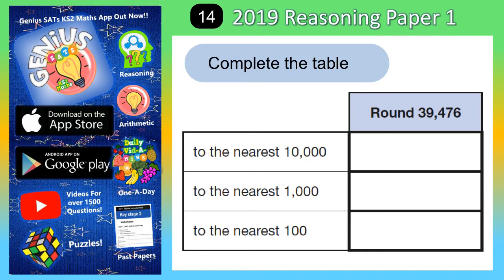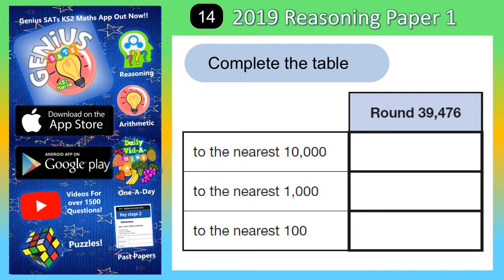Welcome SATs Geniuses to question number 14. And this one's testing your rounding skills: can you round 39,476 to various degrees of accuracy? Nearest 10,000, nearest 1,000, nearest 100.